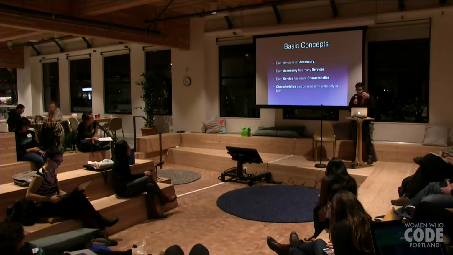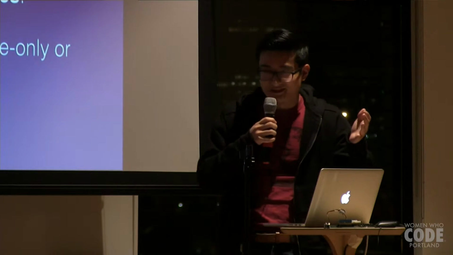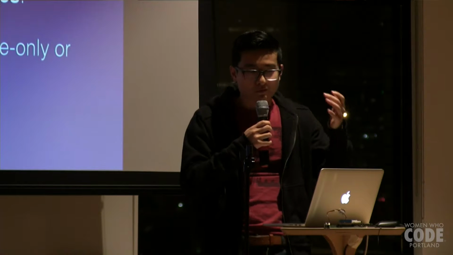So in order to use this protocol, we have a few vocabulary words. There are only three of them, but if you don't get it right away, it's okay, because I'm going to go into an example in the next slide. Each of the things, each device, is an accessory. Each accessory has many services. And each of those services has many characteristics. The characteristics are the things that actually do stuff, like you can read from them or write to them.